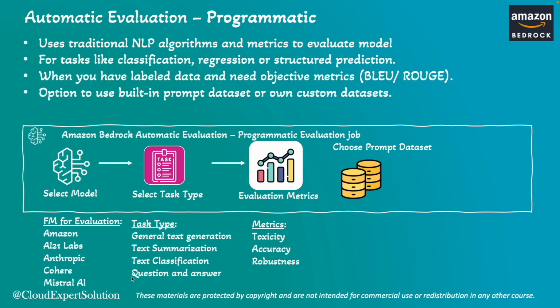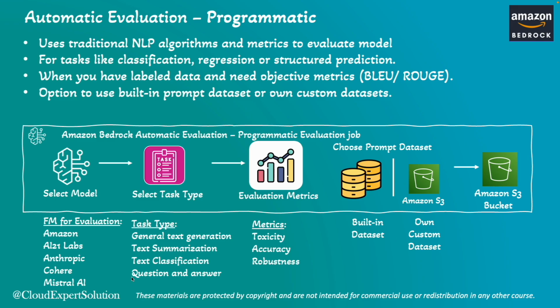Now, once we have selected the evaluation metrics, the next part is we need to choose the prompt dataset. And as we mentioned earlier, we have two different options. Either I can use the built-in dataset that currently Amazon Bedrock provides, or I can use Amazon S3 where I can upload my own custom datasets, and using those own custom datasets also I'll be able to evaluate the model.